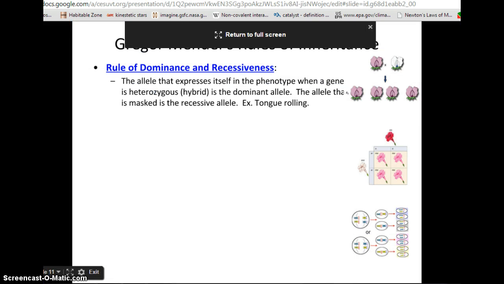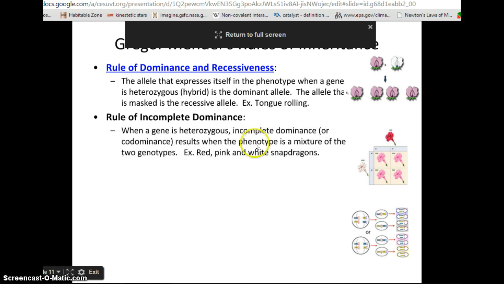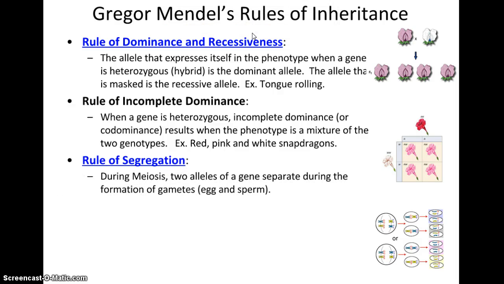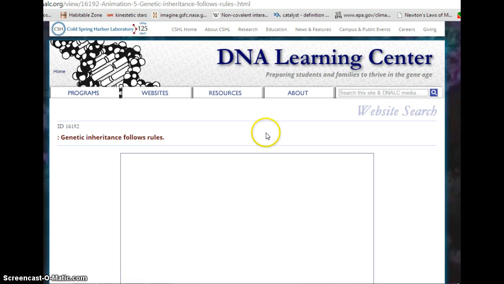Ta-da! So the next rule he has is the rule of incomplete dominance. So when the gene is a heterozygous zygote in incomplete dominance, it results in a phenotype which is a mixture of the 2 genotypes. So an example of this would be the red and the pink snapdragons. Rule of segregation is that during meiosis, two alleles of a gene separate during the formation of the egg and the sperm, and they segregate independently of each other.